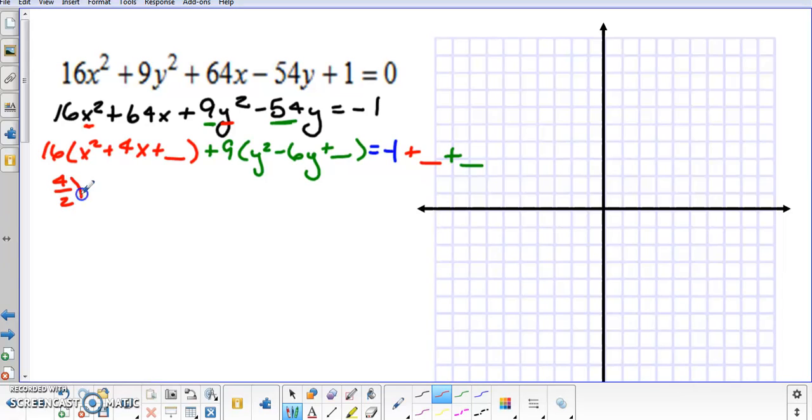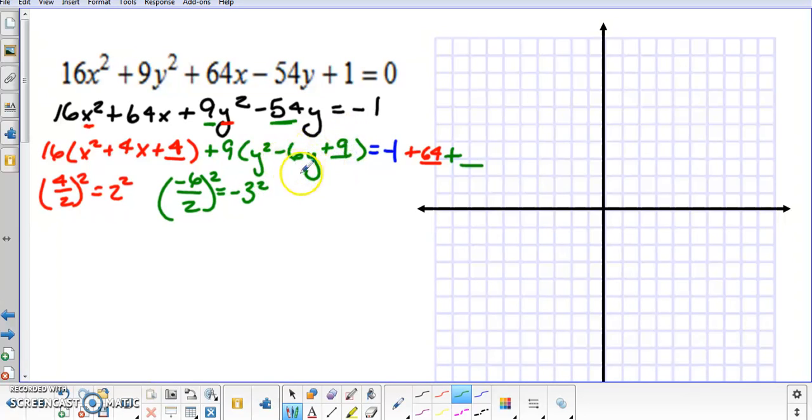Alright. So right here, I'm going to take this number, the 4, the b, I'm going to divide that by 2. I'm going to square it. So it's going to be 2 squared, so it's going to get me 4 here. Now normally I'd put 4 over here, but instead I have 16 times 4, because this 16 on the outside is also affecting this 4 on the inside. So over here I don't have 4, I have 64. All right. And then over here I've got a negative 6 divided by 2 squared, and that's going to get me a negative 3 squared, which gets me a 9. And then that's 9 times 9. So that's 81.